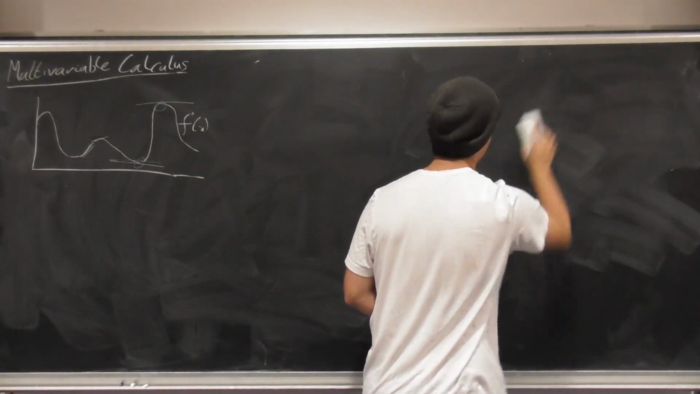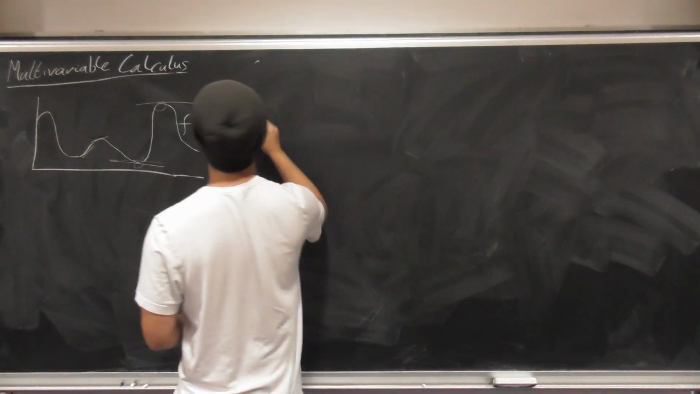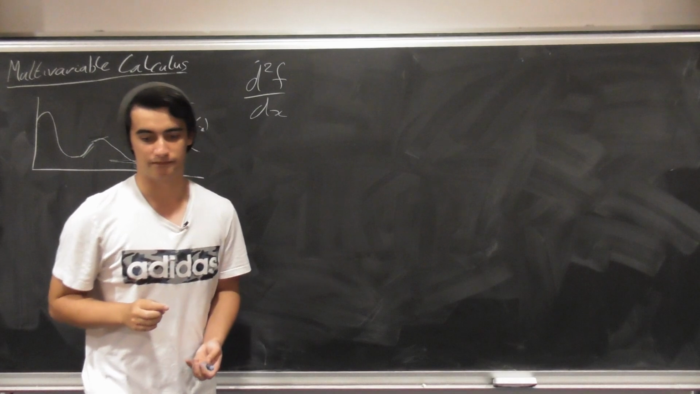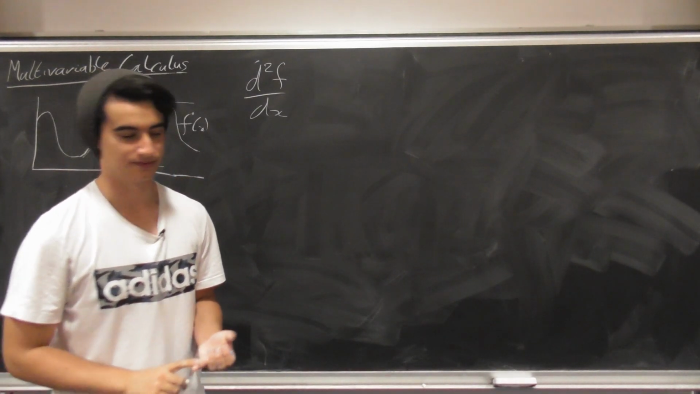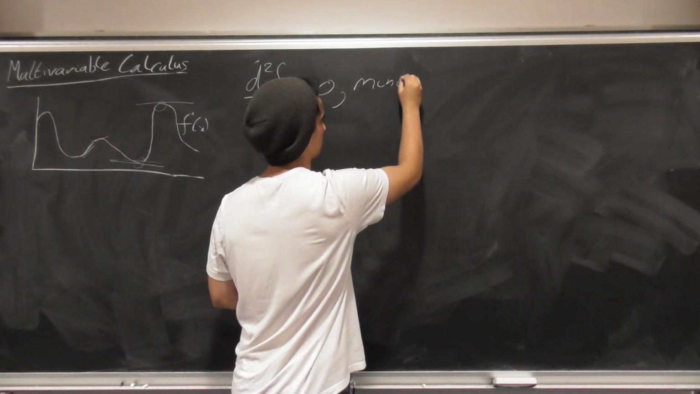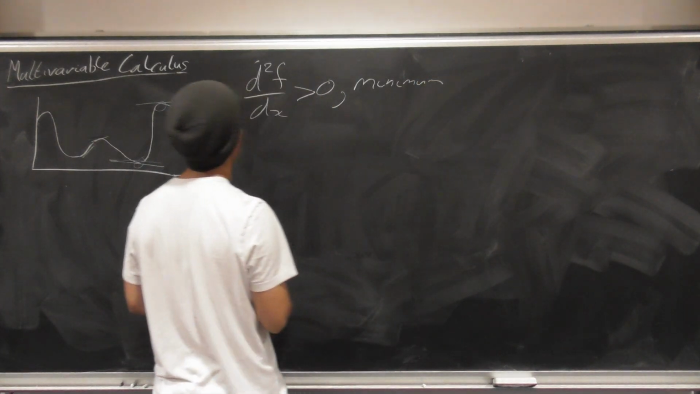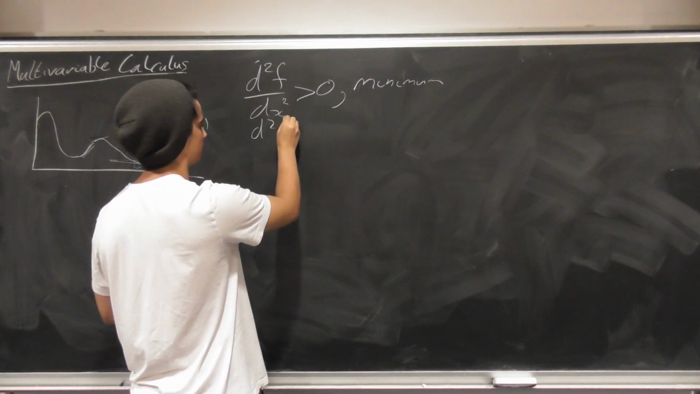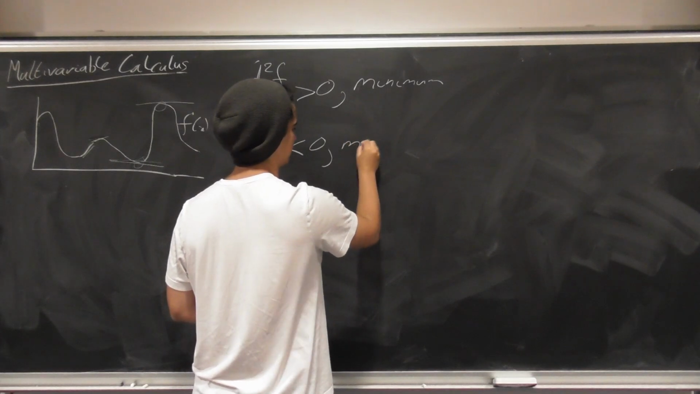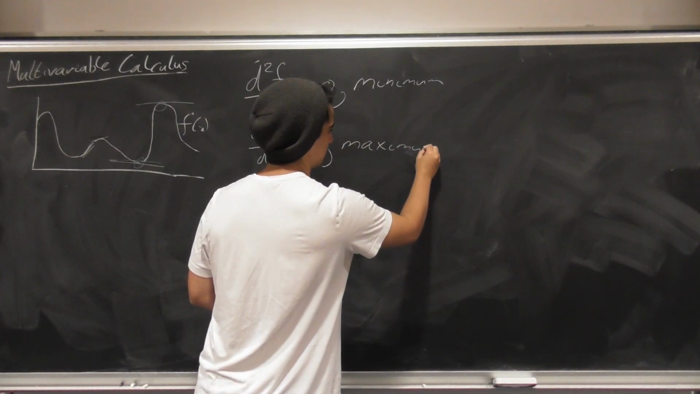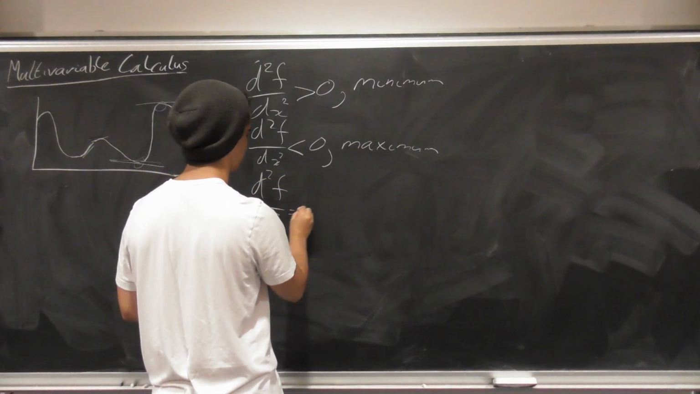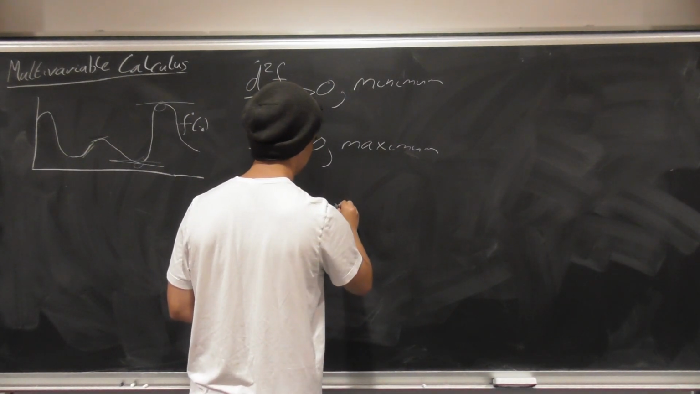If we take the second derivative of a function, and if that is greater than 0, then we'll know that our point is a minimum. If our second derivative is less than 0, we'll know that this point is a maximum. And if our second derivative is equal to 0, it's called a point of inflection.